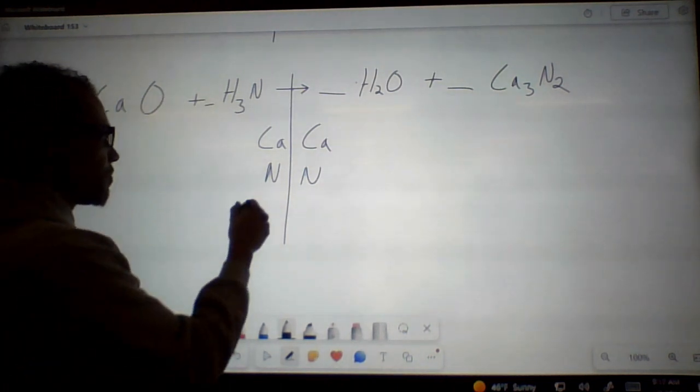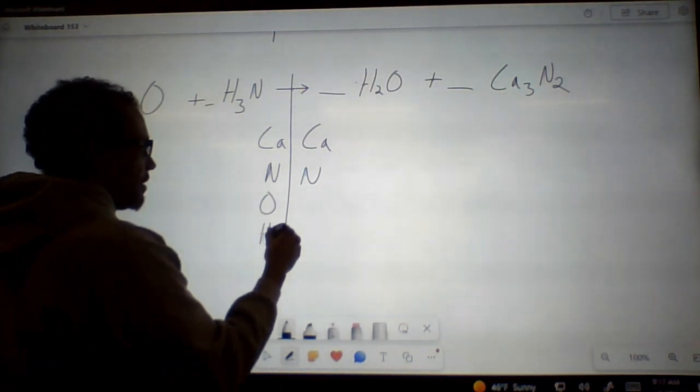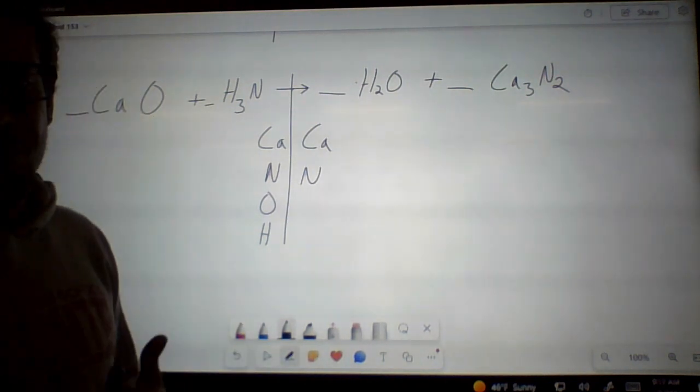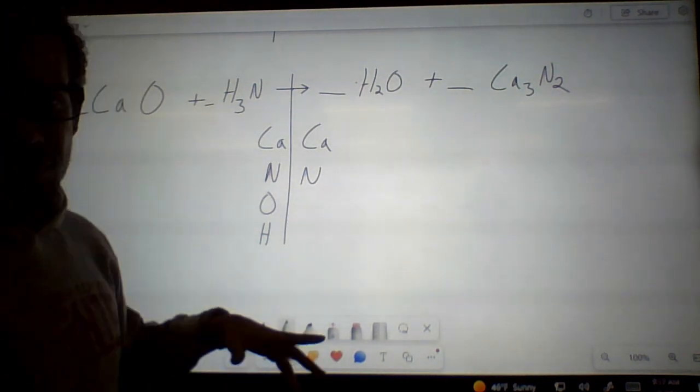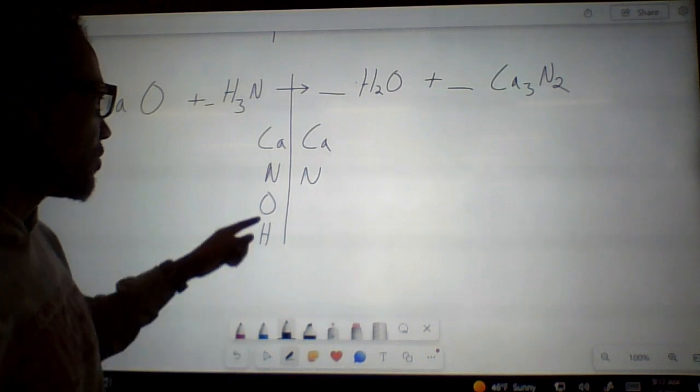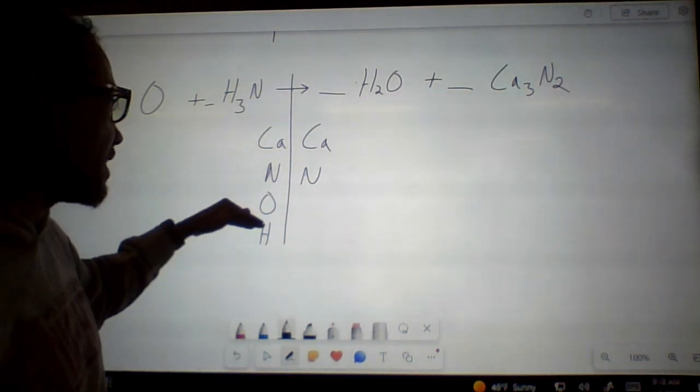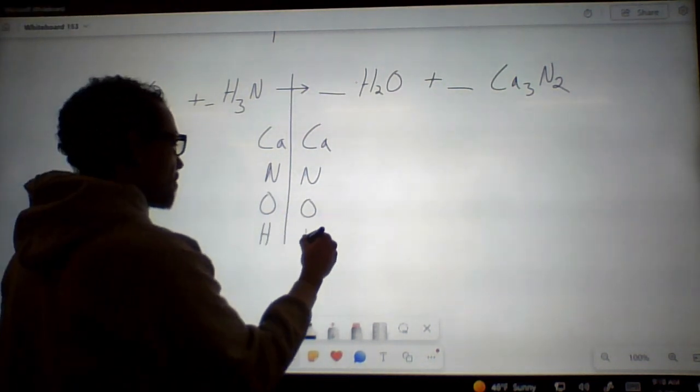All right, so now oxygen is second to last. So we have oxygen present. And then H's are going to be last. And then what we should see is that a lot of times oxygen and hydrogens will automatically balance. So that's why I do oxygen second to last, and then hydrogen is last.